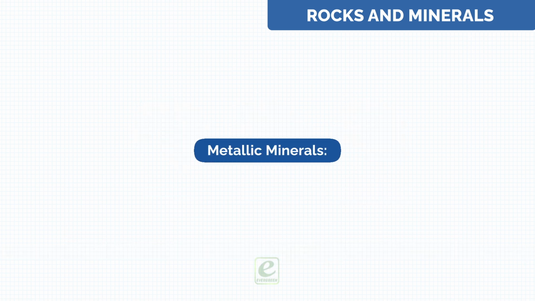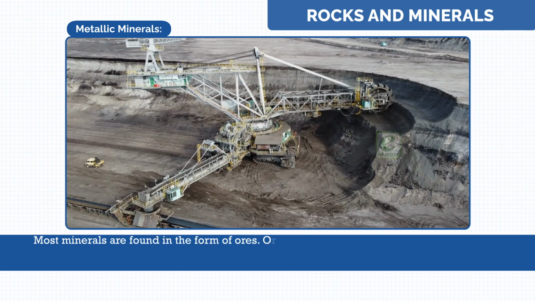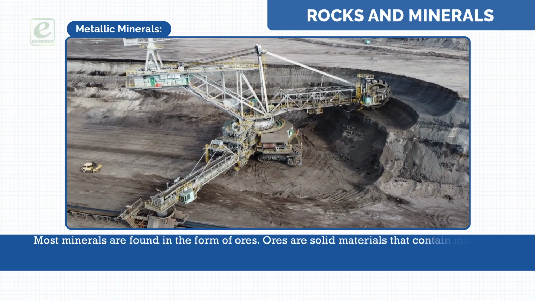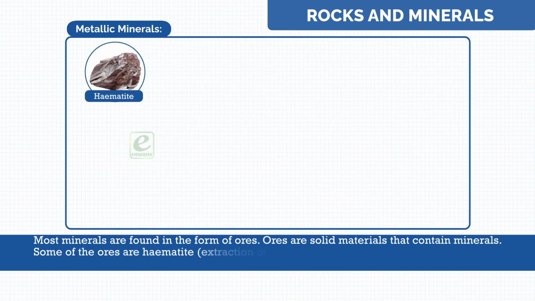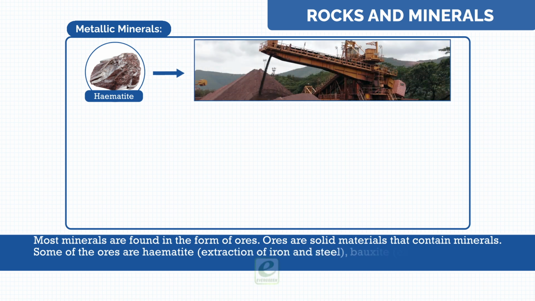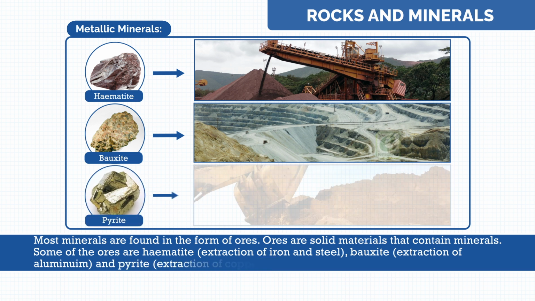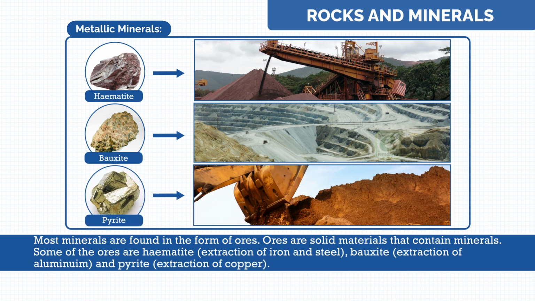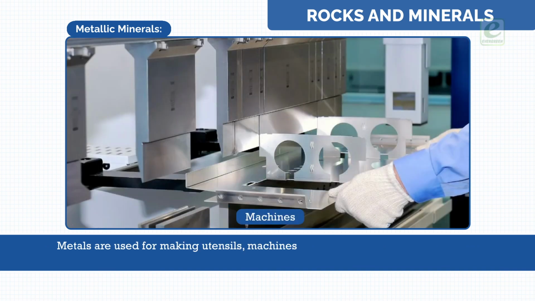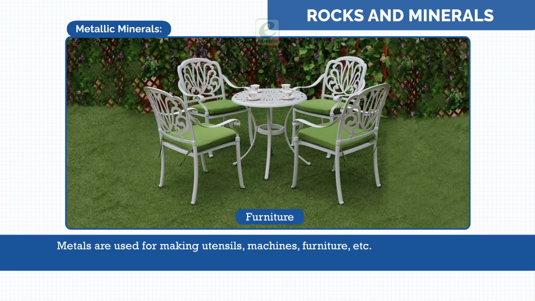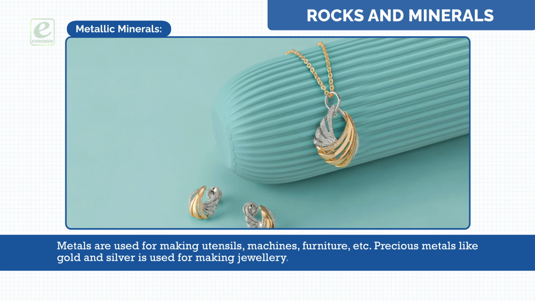Metallic minerals. Most minerals are found in the form of ores. Ores are solid materials that contain minerals. Some of the ores are hematite, for extraction of iron and steel; bauxite, for extraction of aluminium; and pyrite, for extraction of copper. Metals are used for making utensils, machines, furniture, etc. Precious metals like gold and silver are used for making jewelry.